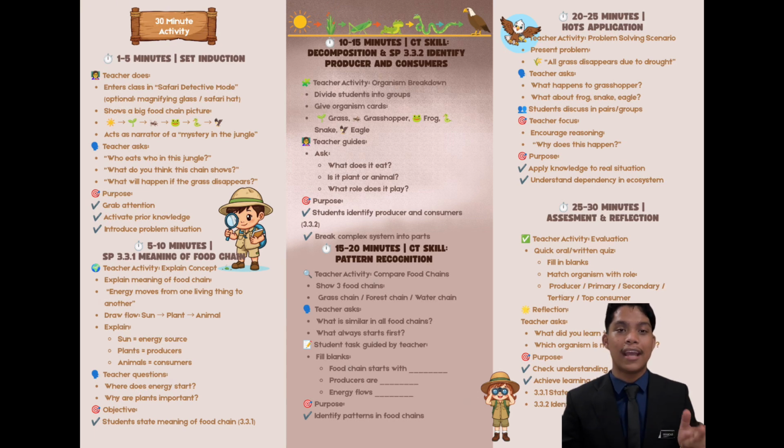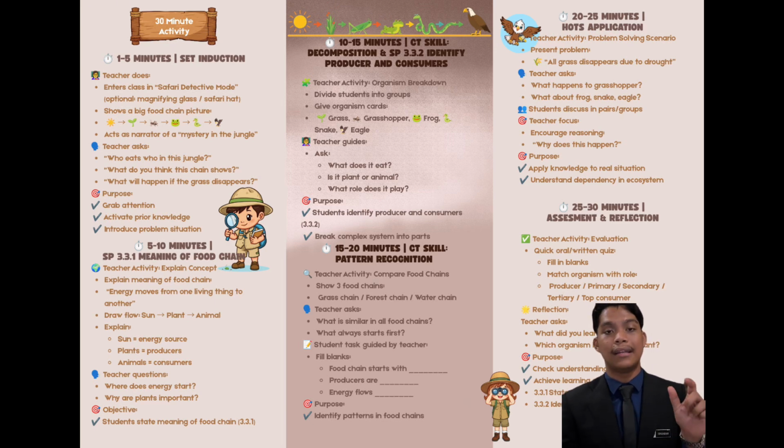From the 5th to 10th minute, I explain the meaning of a food chain. I introduce the concept that energy moves from one organism to another. Beginning with the sun as the primary source of energy, students learn that green plants are producers because they produce their own food, while animals are consumers because they obtain energy by eating other organisms. At this stage, the first learning standard, which is explaining the meaning of a food chain, is achieved.